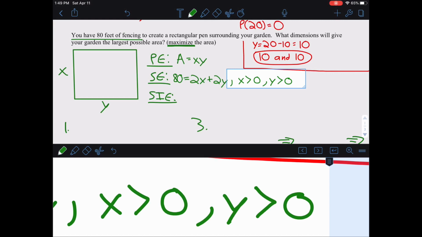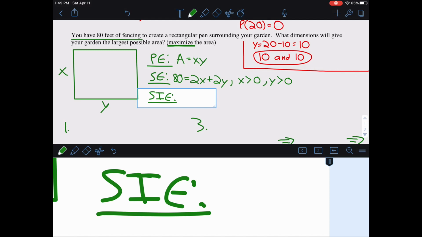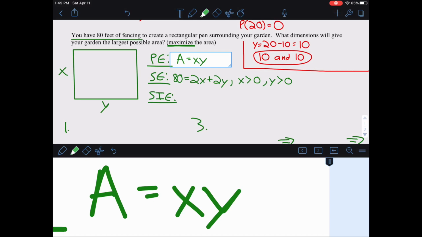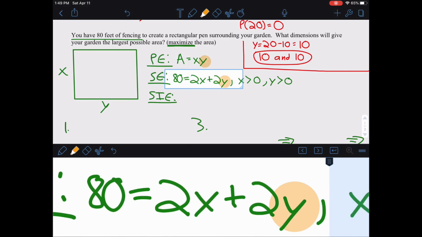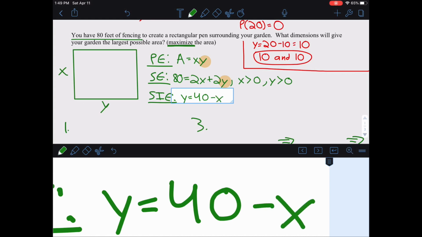Okay, now I need a single independent equation. So let's come back to my primaries, and now this is arbitrary. It doesn't matter which one you choose. Sometimes there's a nicer one to pick, but it really doesn't matter. I'm a get-rid-of-Y kind of guy, right? So I'm gonna get rid of Y by going to my secondary and solving for Y here. And if I solve that equation for Y, I get Y equals 40 minus X.